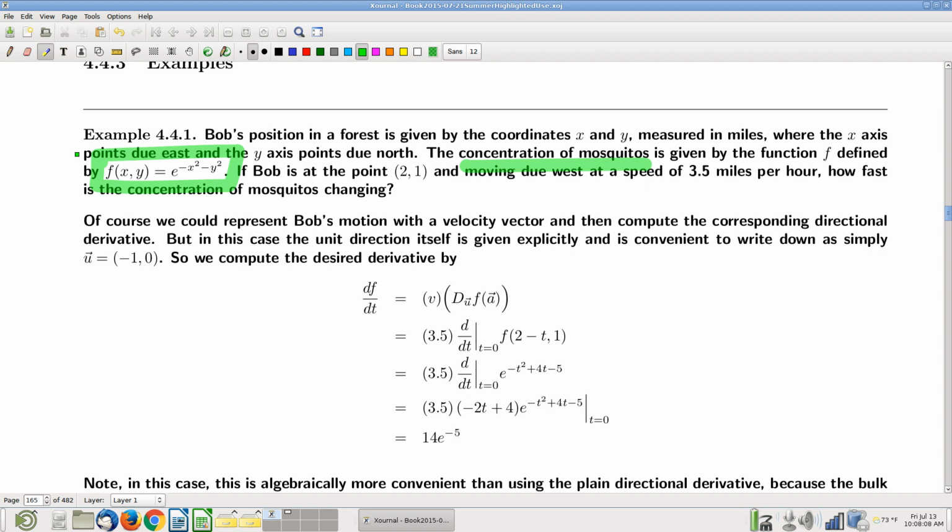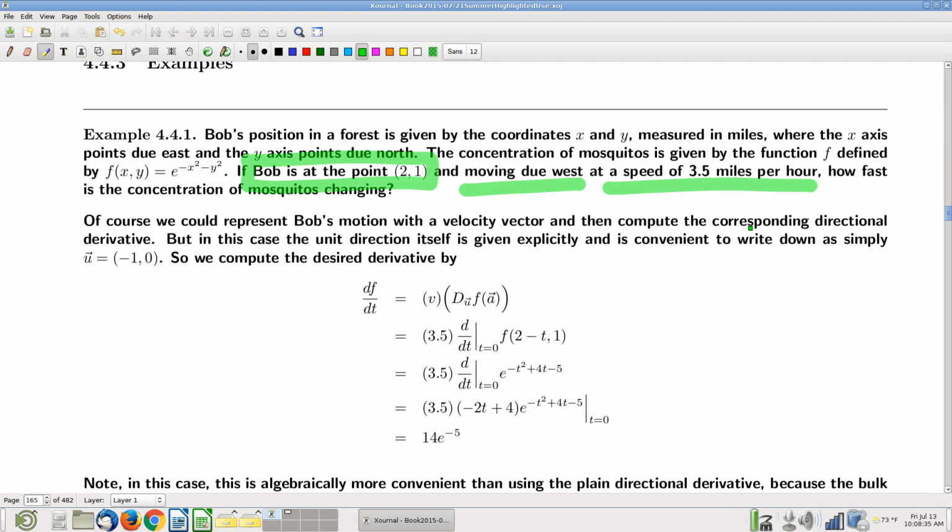So, a fairly plausible scenario. That said, let's suppose I'm not exactly standing at the stagnant pond at the origin. I'm at this point (2, 1), and I'm on a hike, and I am moving due west at a speed of 3.5 miles an hour. I'm not moving at unit speed. I don't want to move at unit speed. I can walk 3.5 miles an hour. So that's the reality: I'm moving 3.5 miles an hour, not unit speed.